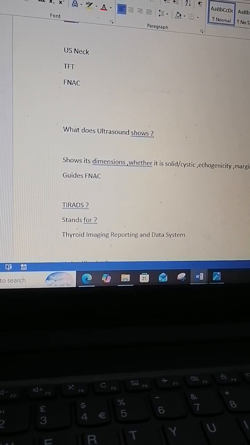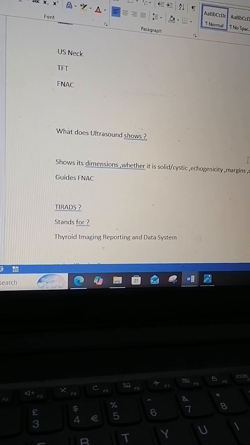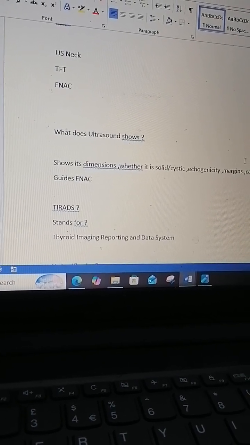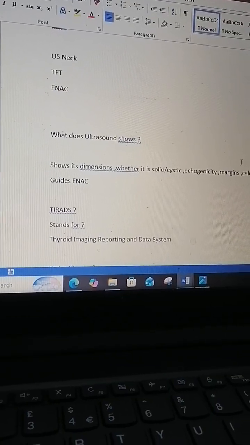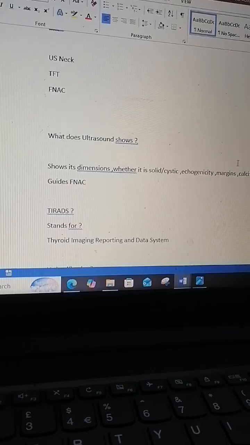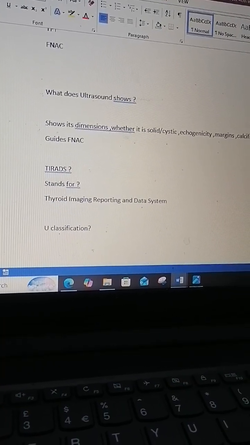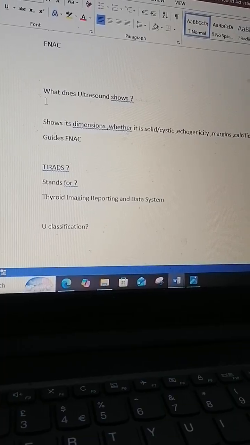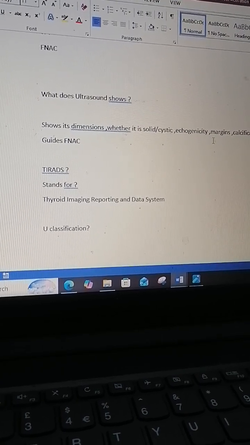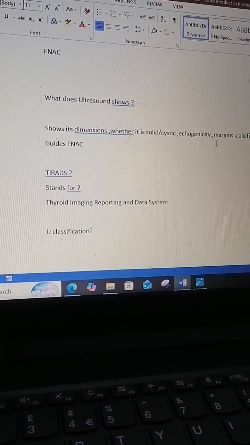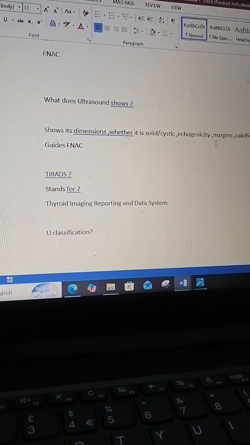Basically, in the Viva, if you say any term, you will have to justify it. If you say that you will advise ultrasound neck, then they will ask questions about it: what does ultrasound show, what is the classification, and what are the different classification systems of ultrasound. So you will know everything about ultrasound and its importance in thyroid. Ultrasound shows the swelling's dimensions, whether it is cystic or solid, its echogenicity, margins, and calcifications. It also guides FNAC. When FNAC is guided by ultrasound, it gives better details.